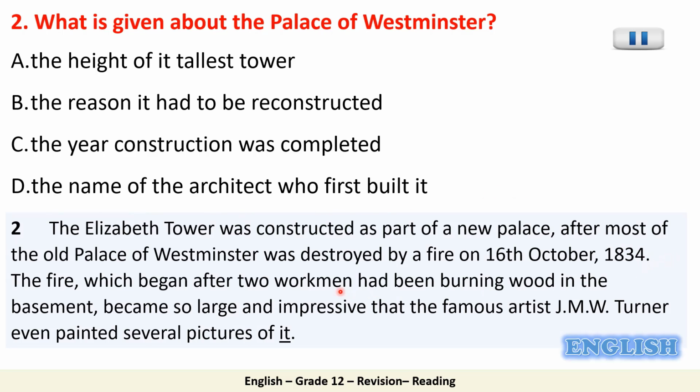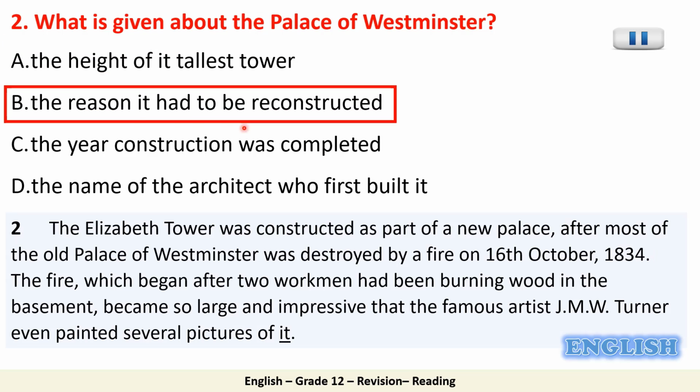Well, let's read this part from the passage. The old Palace of Westminster was destroyed by a fire on 16th of October 1834. So can this line help you find the right answer? Excellent. In this part we have the reason the palace had to be reconstructed, and the reason was a fire. So we don't have the height of its tallest towers. We don't have the year construction was completed. We don't have the name of the architect who first built it.